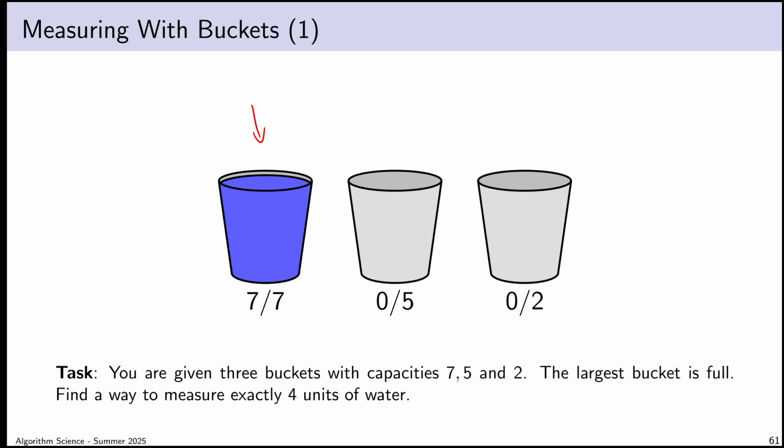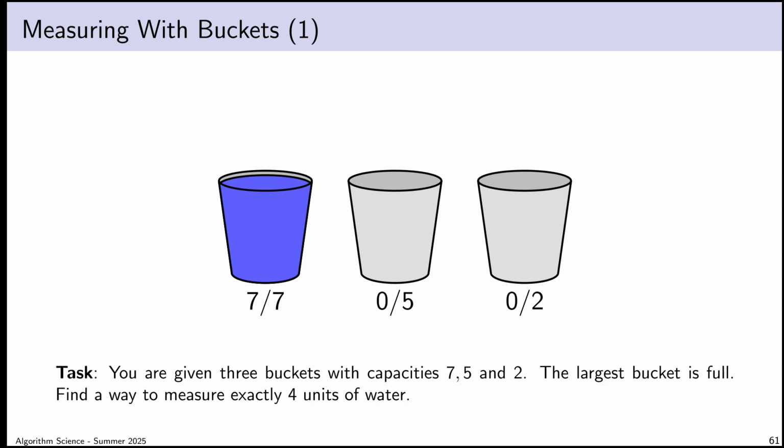So you have buckets with capacity 7, 5, and 2. The largest one with capacity 7 is full. Your task is to find some way to measure exactly 4 units of water. When I say exactly, I mean you can't eyeball it. You can't just, let's say, fill up the bucket with 5 capacity and say, oh, that's more or less 80% full, therefore it's 4 units. No, you can't eyeball it. You have to somehow argue that what you have measured is exactly 4 units of water.